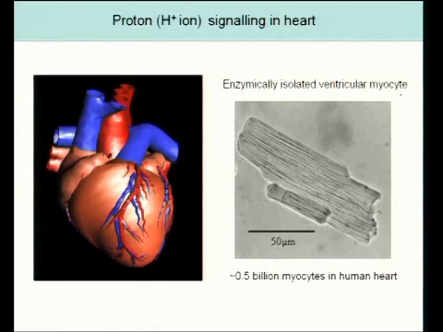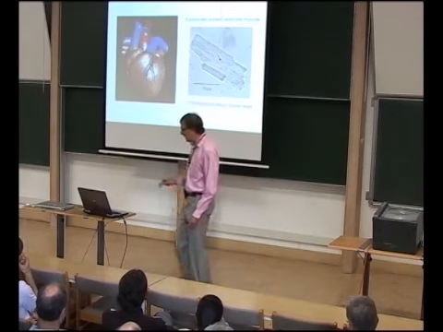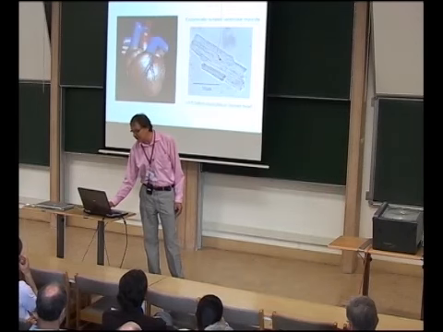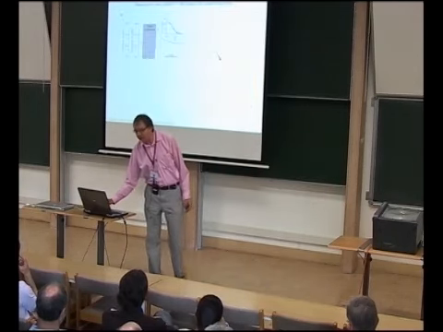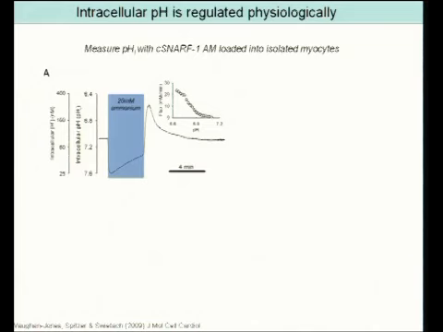And if you want to know how it works, well, you could work on the whole heart, but of course there are about 500 million myocytes in a human heart. The way we do it is we go through a multi-scale system. We go down to the level of an individual cardiac cell. This is a ventricular myocyte, which can be isolated enzymically. And if we're interested in proton control, we measure intracellular pH in that myocyte, and we can do that using fluorescent probes.